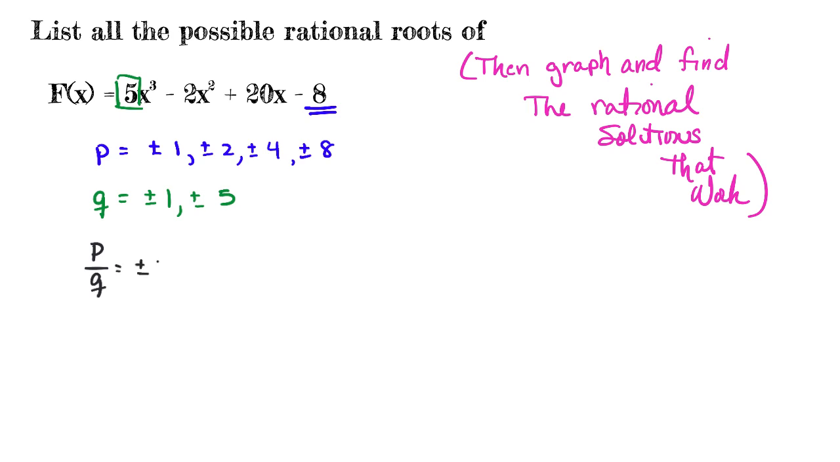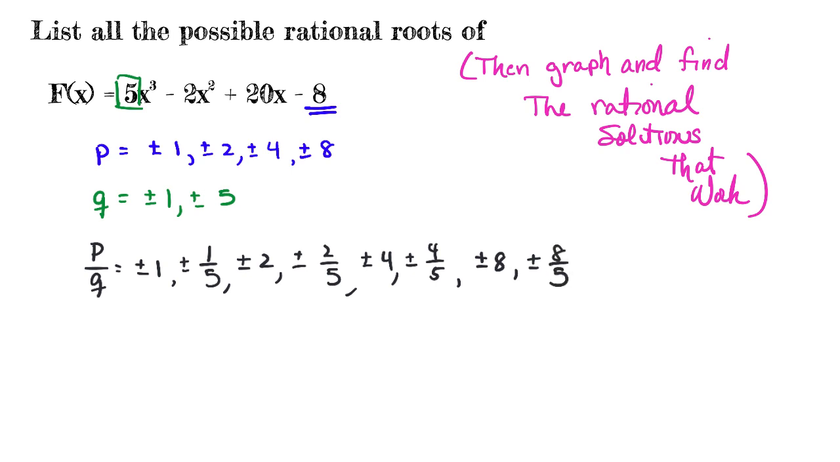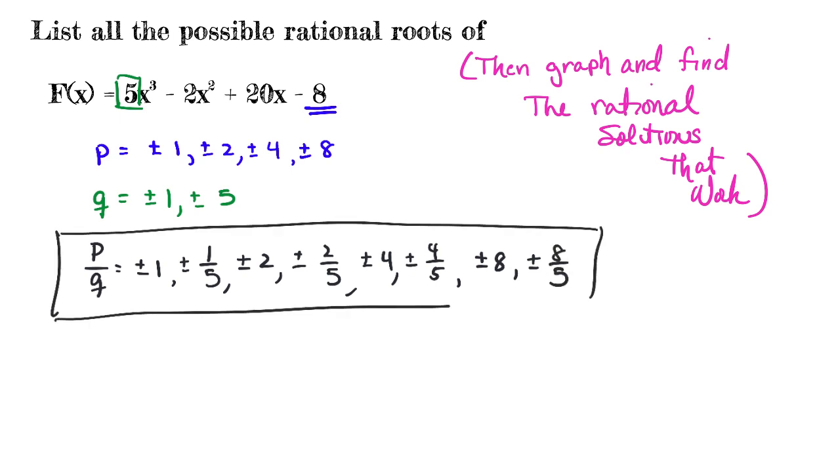1 over 1, 1 over 5. 2 over 1, which is 2, and 2 over 5. 4 over 1, which is 4, and 4 over 5. And 5 over 1, which is 5. 8 over 1, which is 8. I put my p's on top. And 8 over 5. So there's the first part. List all your possible solutions, or rational solutions.